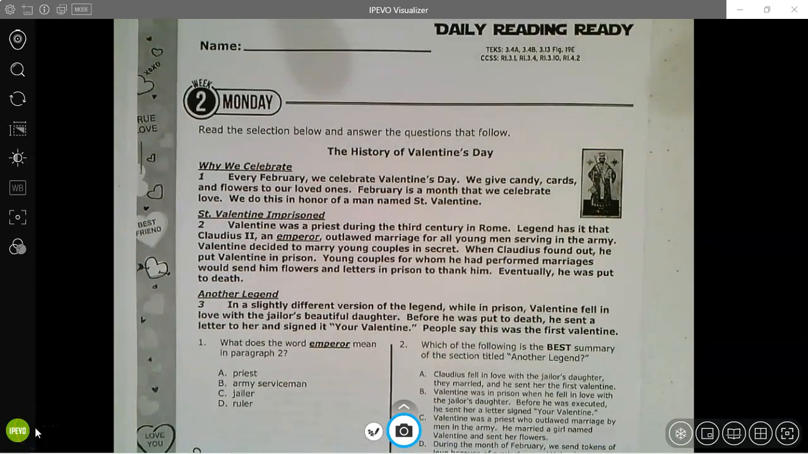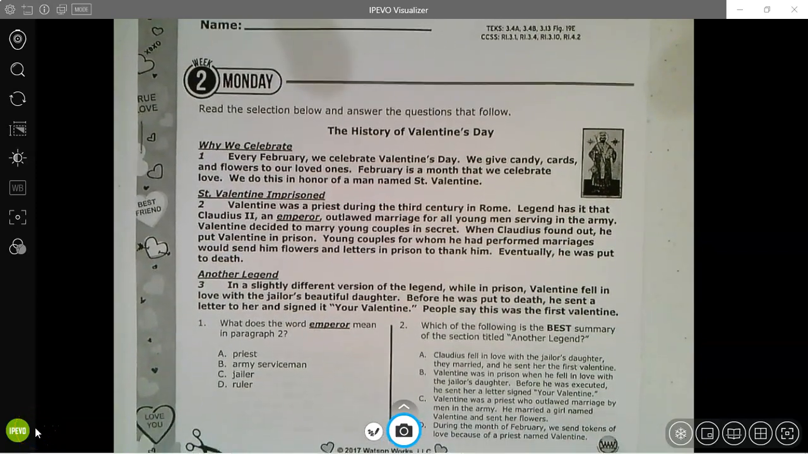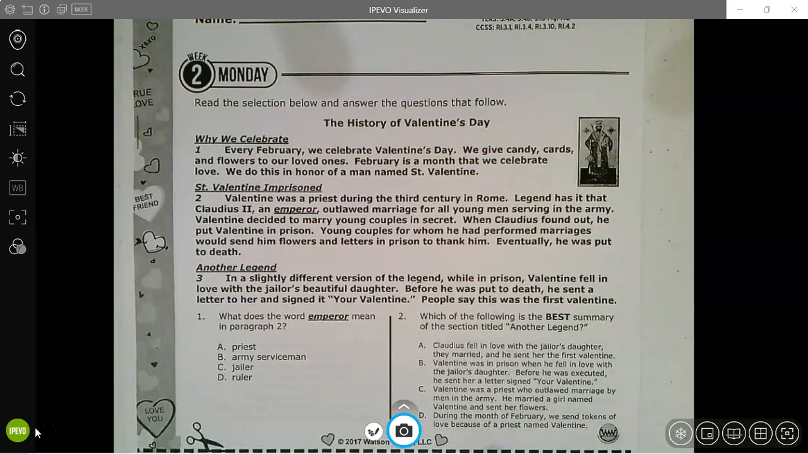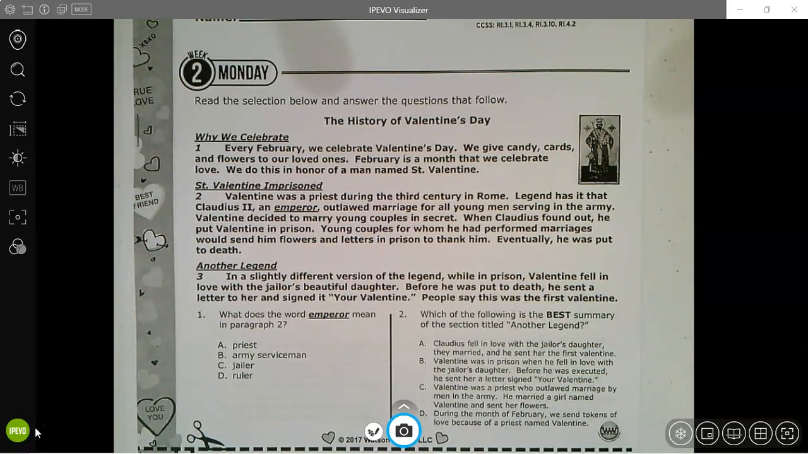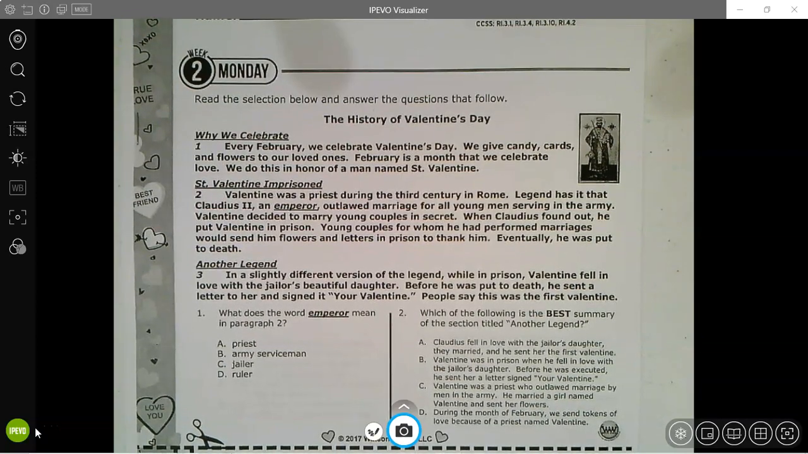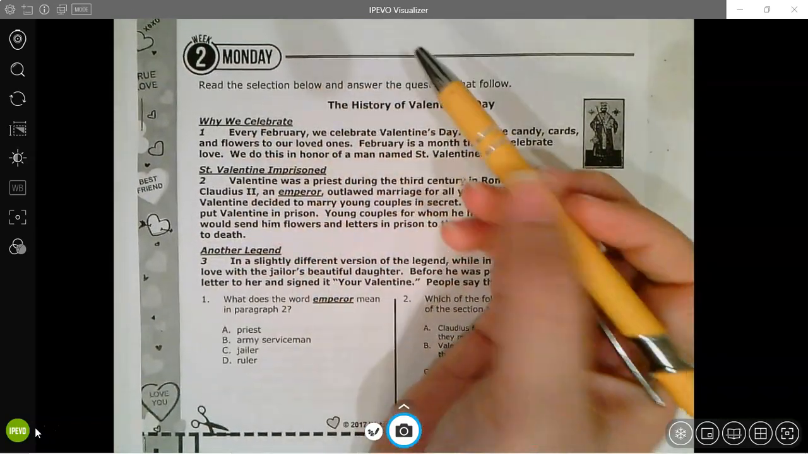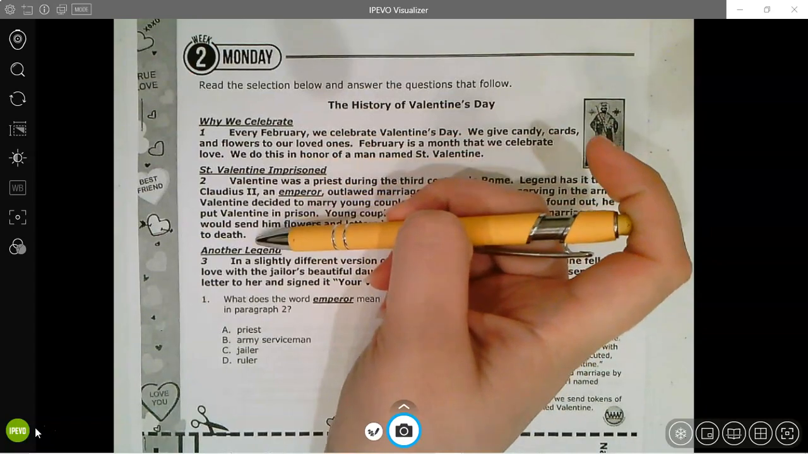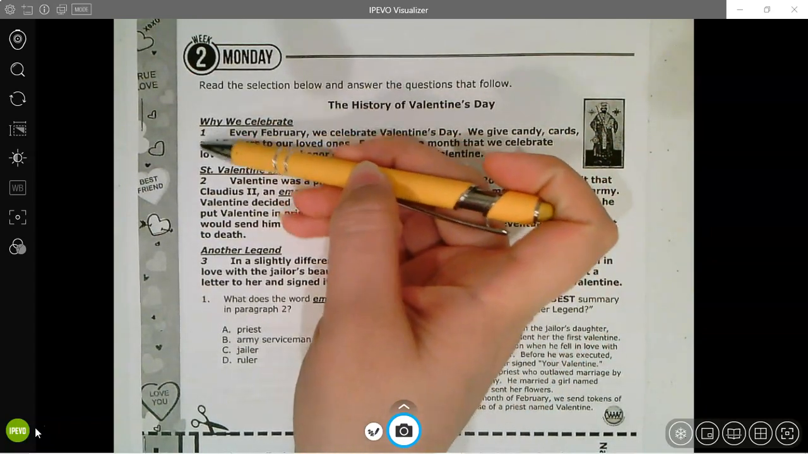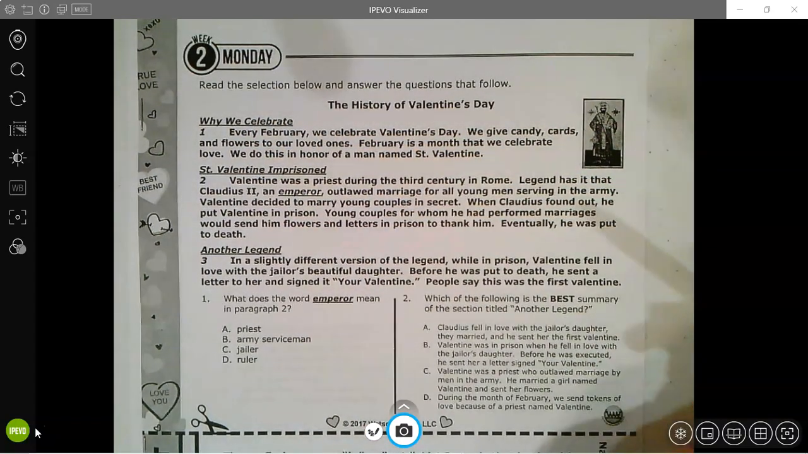Okay, guys, so we're doing our daily reading ready. And so we're on week 2 because we're in February, and this one goes kind of with our holiday coming up this week, the history of Valentine's Day. So obviously this is going to be nonfiction, informational, because it's talking about the history. So we have 1, 2, 3 paragraphs, and if you notice, each paragraph has a heading, which is telling us what that paragraph is going to be about.